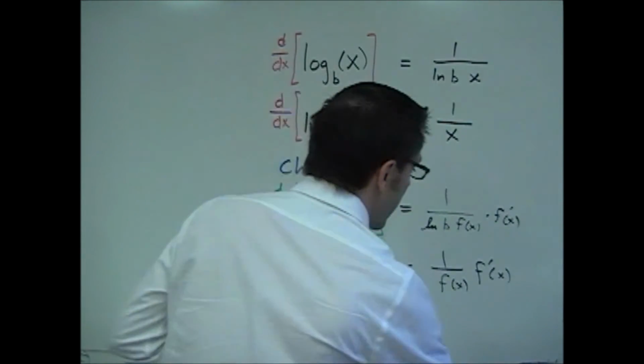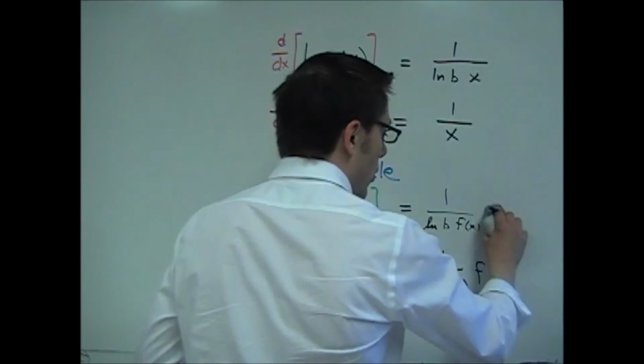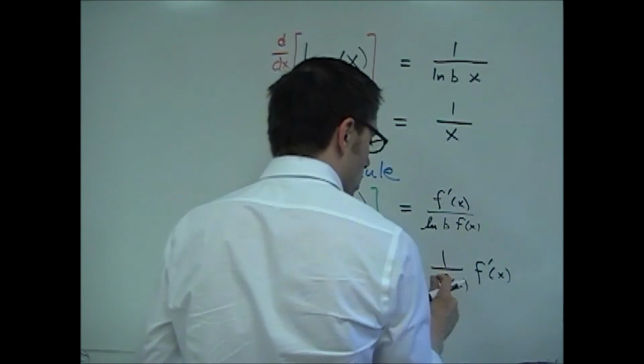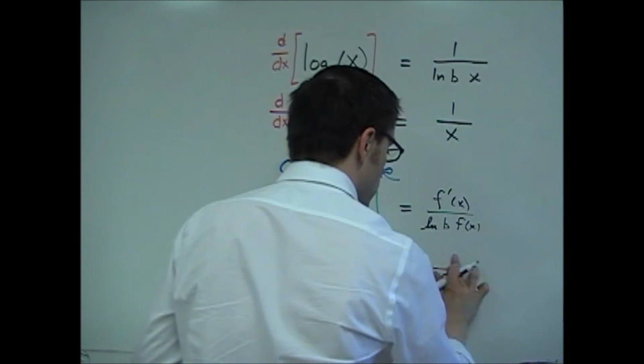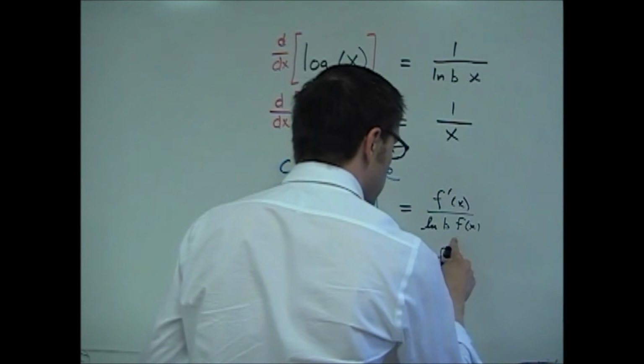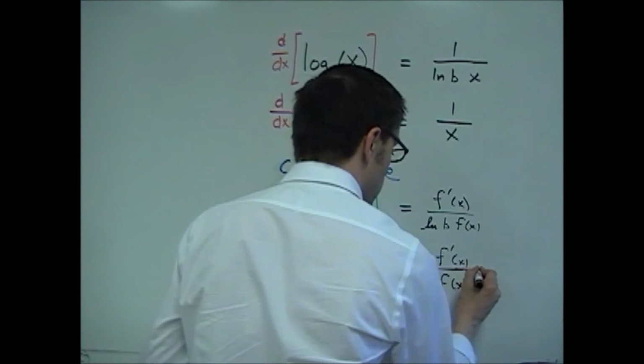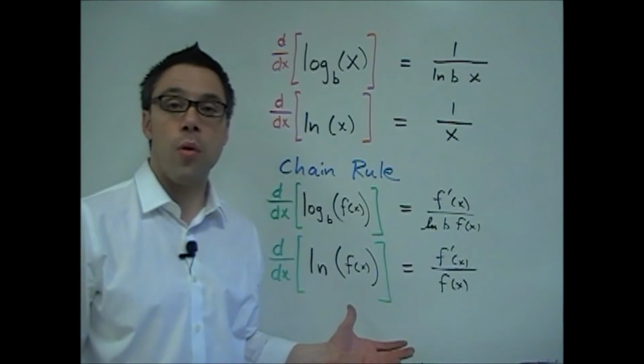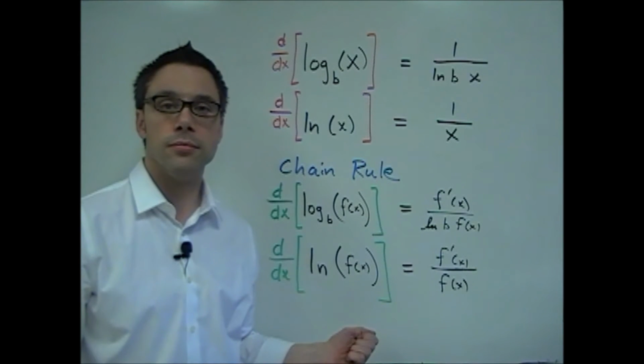In fact, let's write this down in a more coherent way. A better way to write this is just to write f prime of x on top. And similarly here, this is just going to be f prime of x over f of x. So these are the shortcut rules for logarithmic functions.